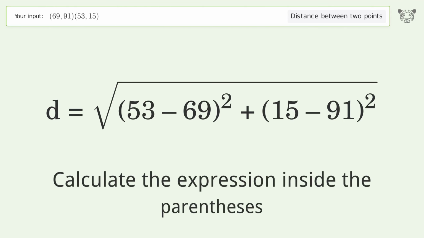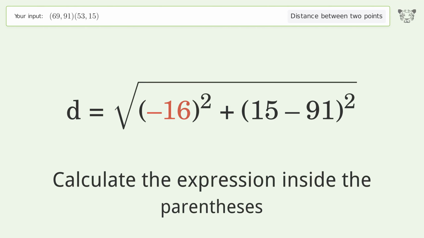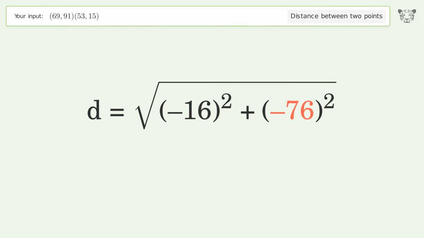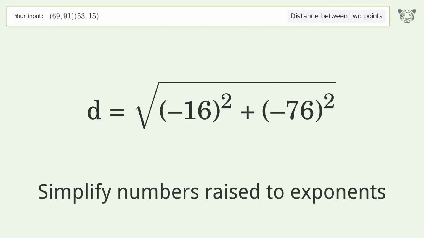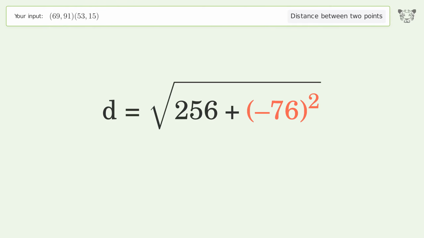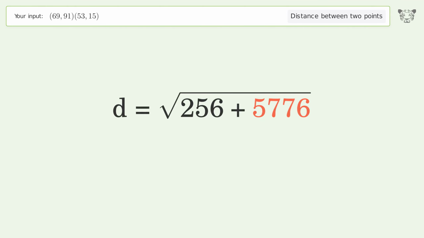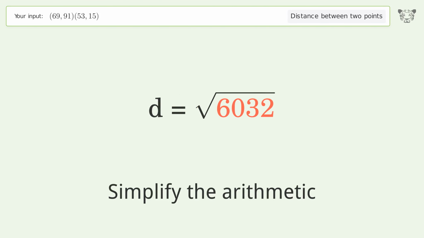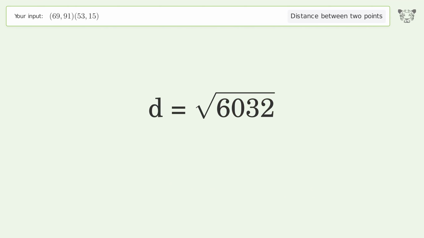Calculate the expression inside the parentheses. Simplify numbers raised to exponents. Simplify the arithmetic. And so the distance between the 2 points is the square root of 6032, or 77.666.